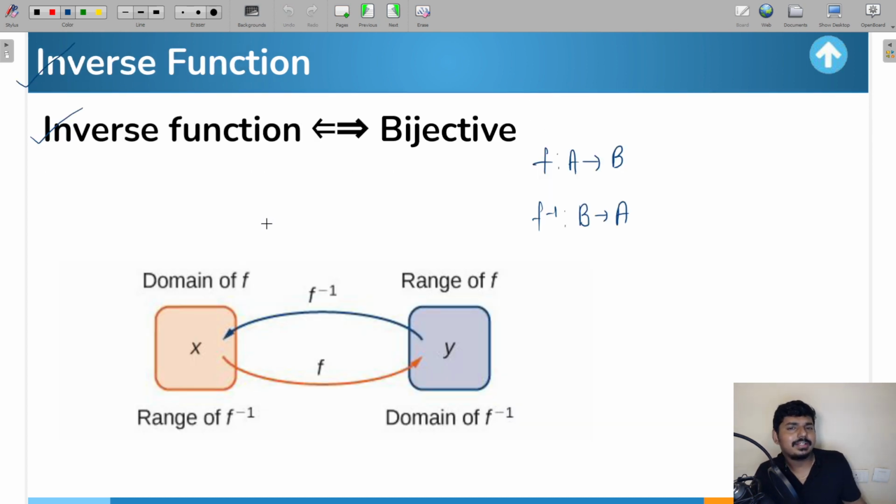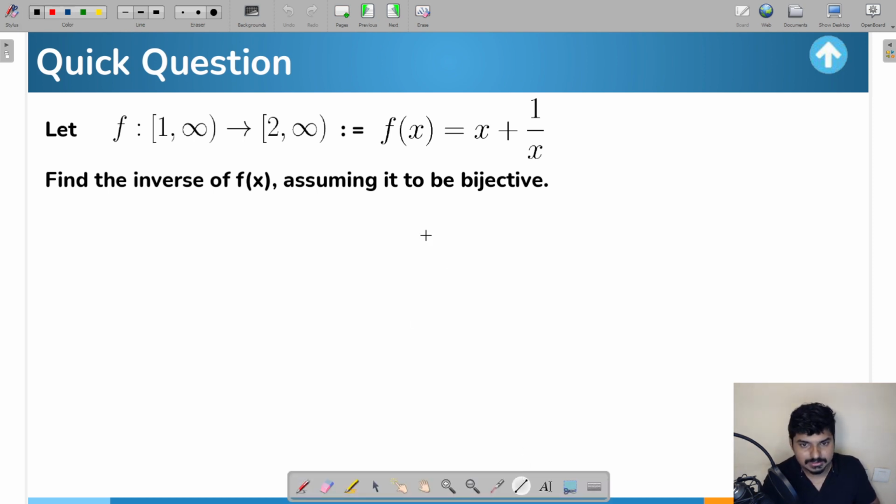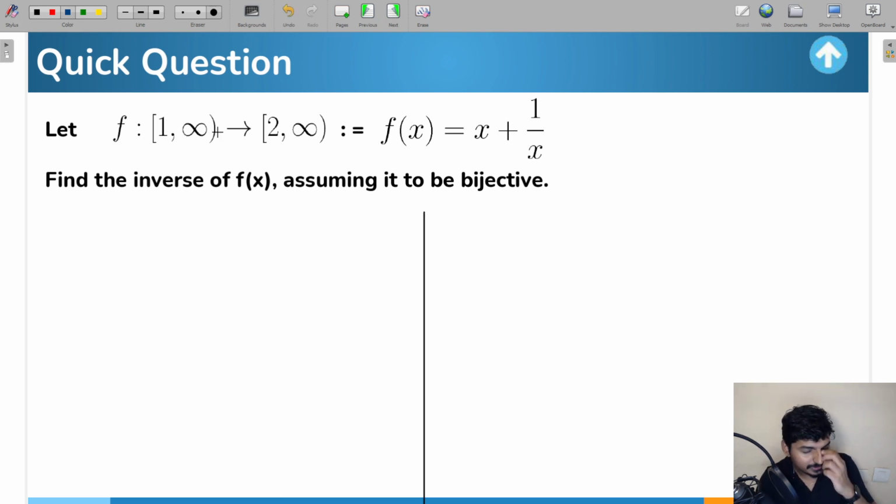Now how do we calculate the inverse of the function? Everyone, let me give you an example to make you understand how we find the inverse of any given function. Let us say that here you can see f maps 1 to infinity to 2 to infinity. So this will be your domain and this is going to be the range of the function. And the function given for you, f of x, is x plus 1 by x. It's already given in the question that you can assume it's going to be bijective. You tell me what will be the inverse in this particular case.